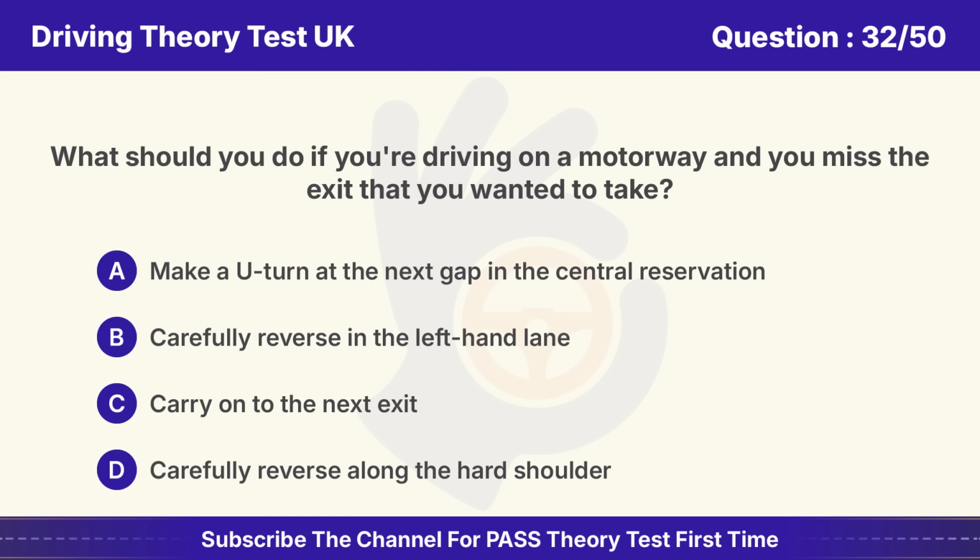Question 32. What should you do if you're driving on a motorway and you miss the exit that you wanted to take? Option A. Make a U-turn at the next gap in the central reservation. B. Carefully reverse in the left-hand lane. C. Carry on to the next exit. D. Carefully reverse along the hard shoulder.